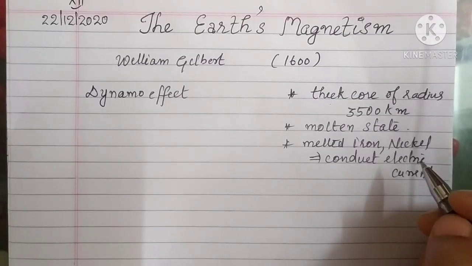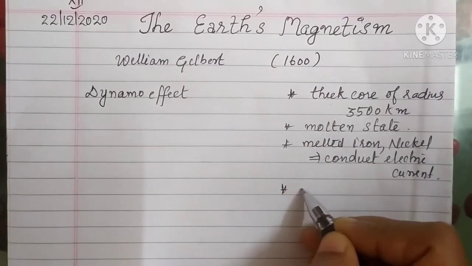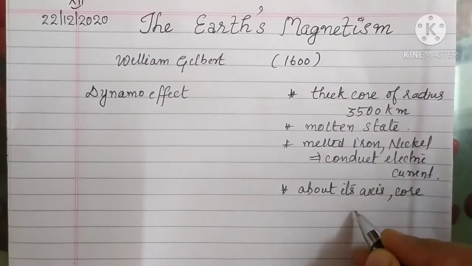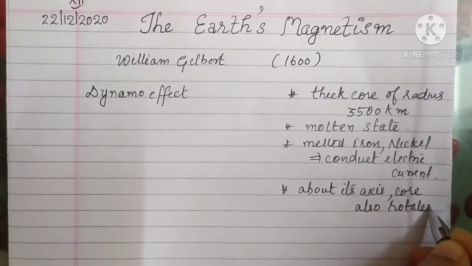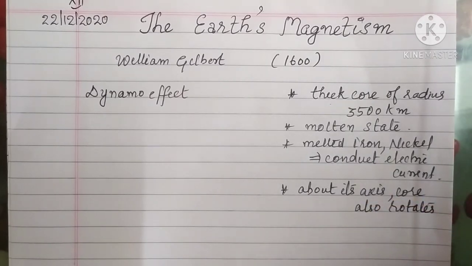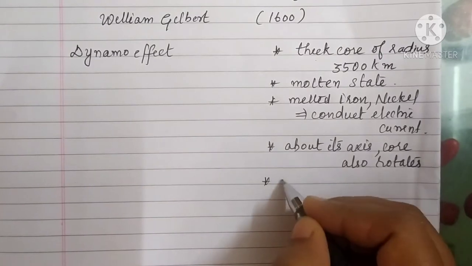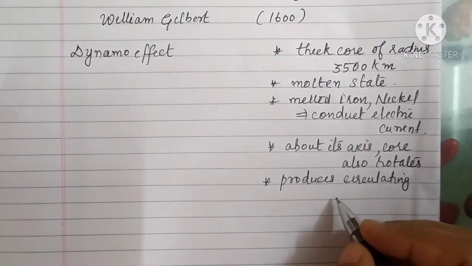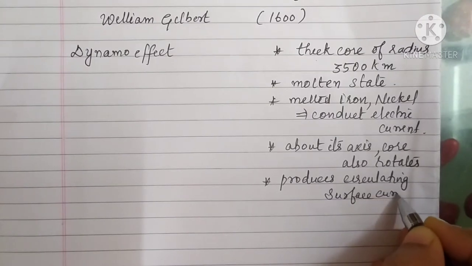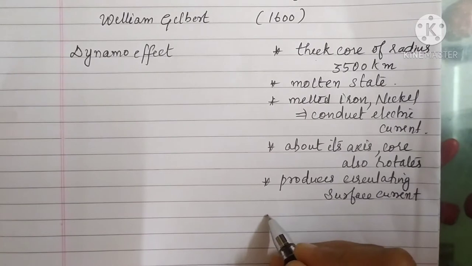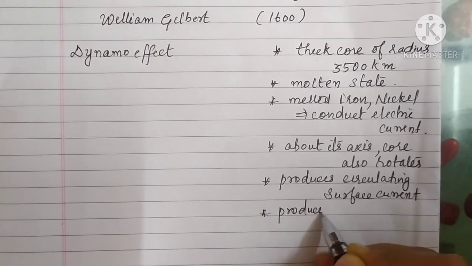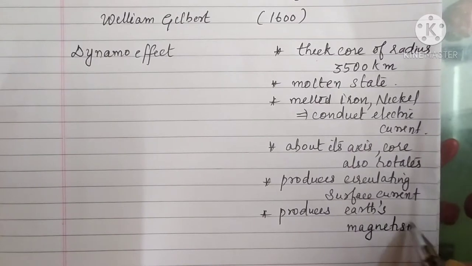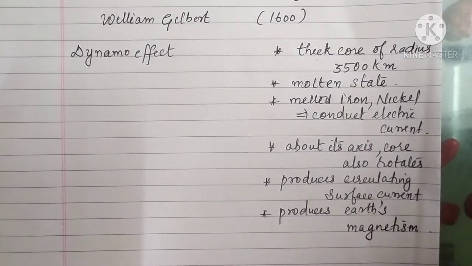Now with the rotation about its axis, the core also rotates, and this produces a circulating surface current over the core. And when there is current, what will happen? It produces magnetism. So this circulating current produces its magnetism. Clear for you? So this is called the dynamo effect.